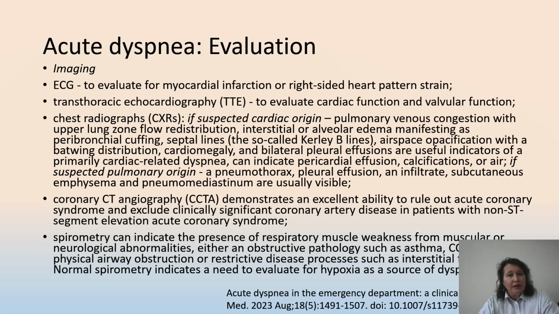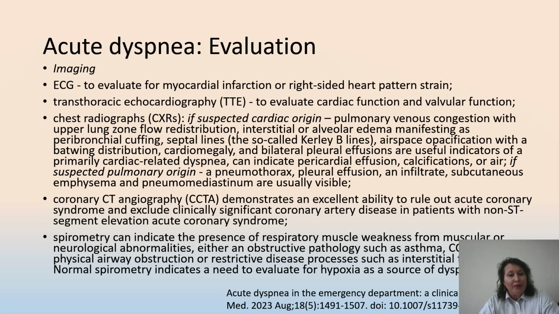because it can be accompanied by acute dyspnea. We can use echocardiography to see cardiac function, valvular function, dysfunction. Chest radiography for suspected cardiac origin. In this case, we can visualize pulmonary venous congestion with upper lung zone flow redistribution, or interstitial or alveolar edema manifesting as peribronchial cuffing.